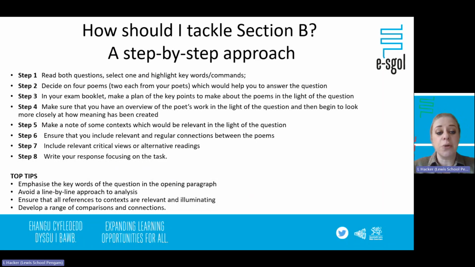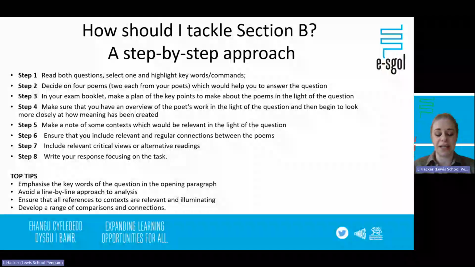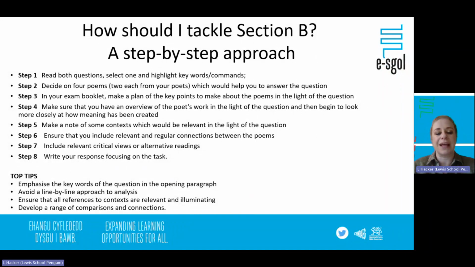Step 5, make a note of some contexts which would be relevant in light of the question. So we're still in that planning stage now, okay? But remember, AO3 is worth 20 marks, so it does really matter that you plan this correctly and you select relevant context. It's very important that we don't chunk our context. And what I mean by that is you mustn't plonk it at the start of the essay before you actually go on to analysing the poems. You have to weave the context into your analysis of the poems. That's where the marks are, rather than chunking the context in a sort of mini history essay.